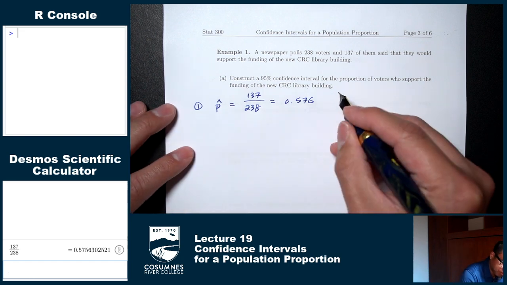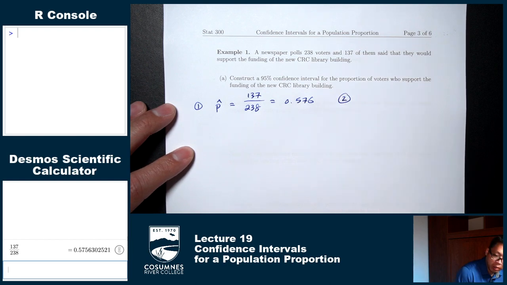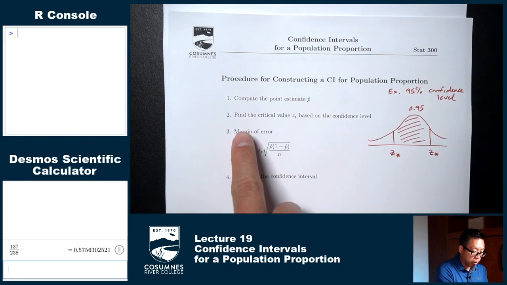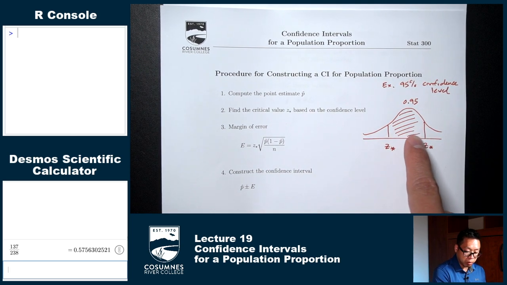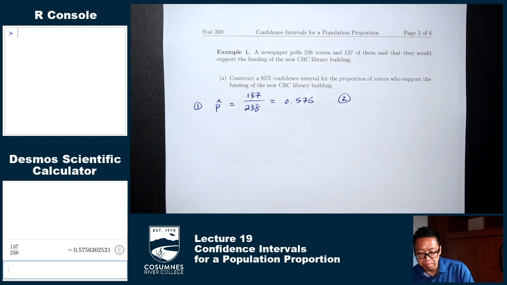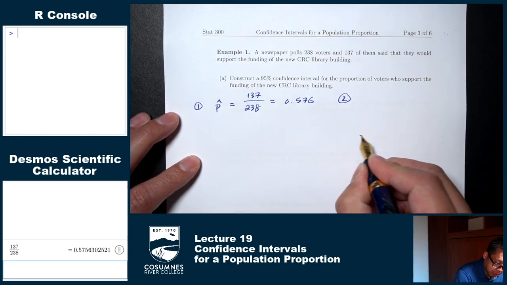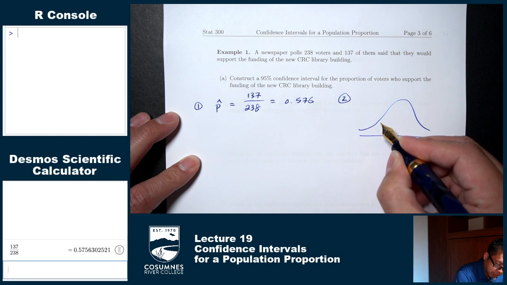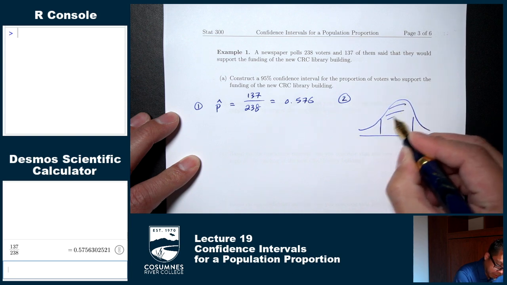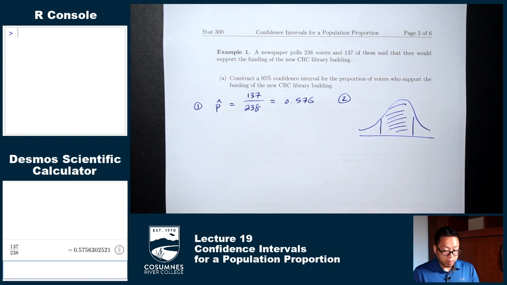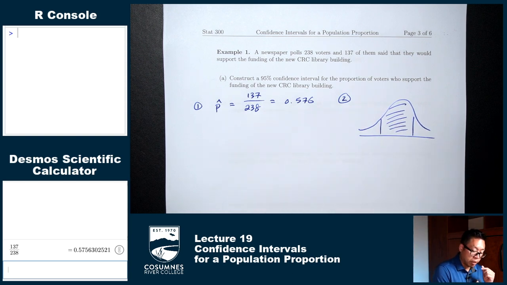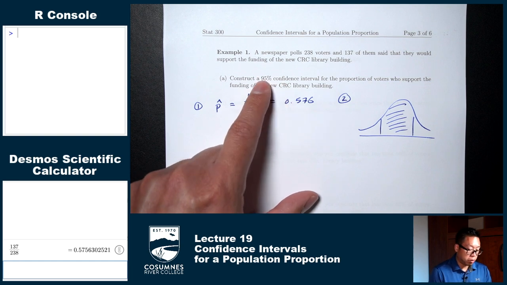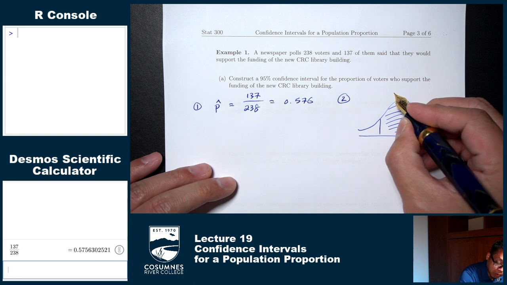Step two. Step two would be to find a critical value Z star based on the confidence level. So we'll be drawing the normal distribution picture and shading in the middle. The confidence level refers to the area shaded in the middle. So our confidence level here is 95% confidence. As a decimal, that would be 0.95. That's the area in the middle.